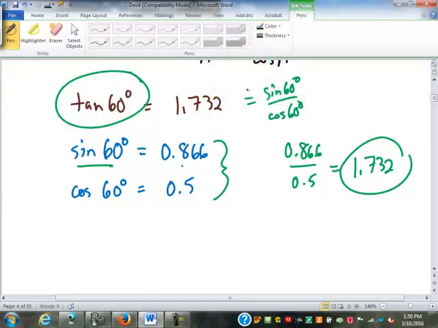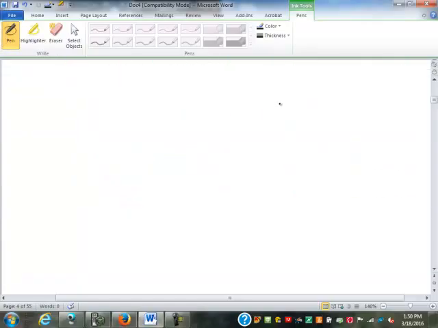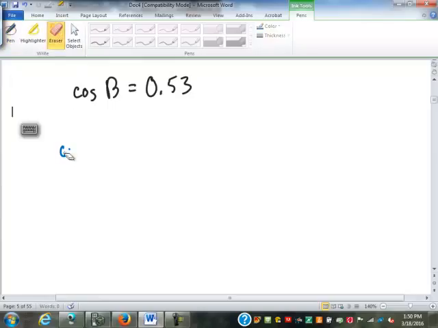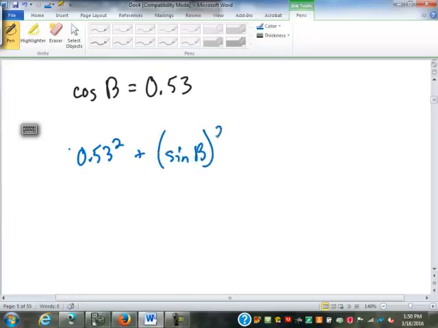So with this information, if I give you that the cosine of angle B equals 0.53, we can find every other trig function of that angle. Well, we know that the cosine of B, which is 0.53 squared, plus the sine of B squared is going to equal 1, right?